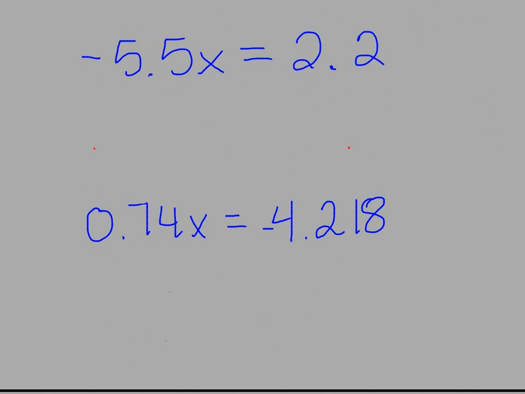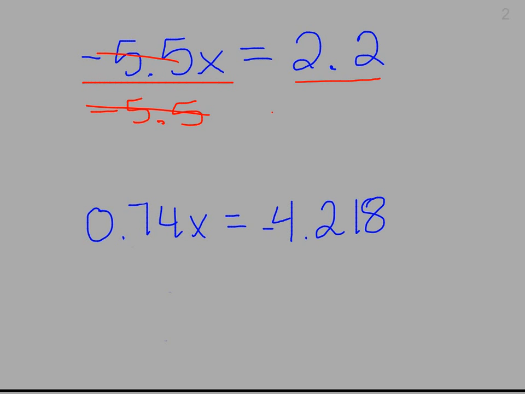Looking at some multiplication and division equations, I see that the negative 5.5 is stuck to the x, which means it's being multiplied by x. Don't try to add that. So the way that you get rid of it is you divide by 5.5. So that cancels that out.